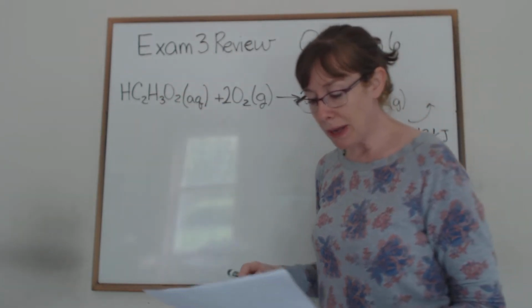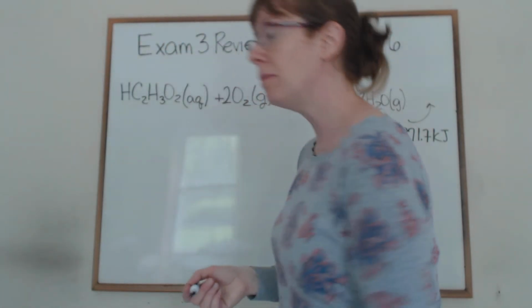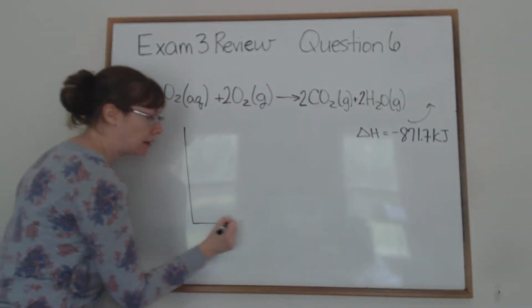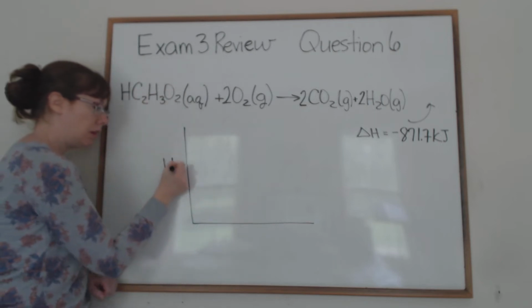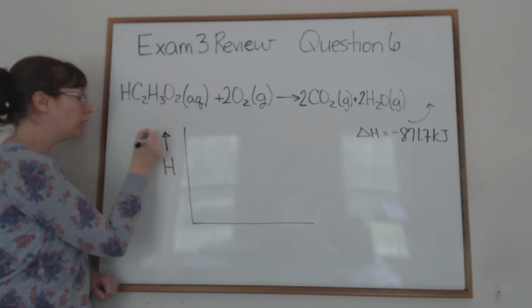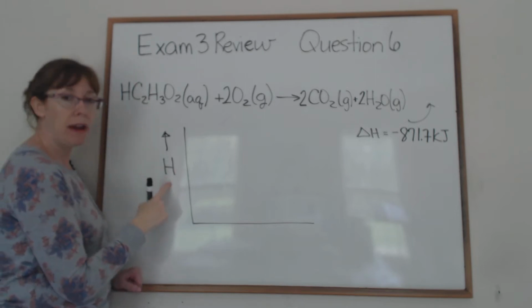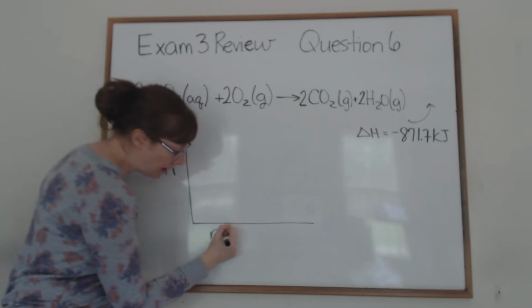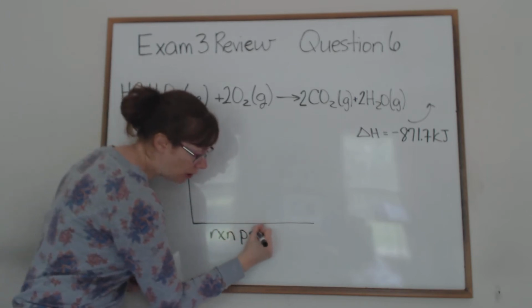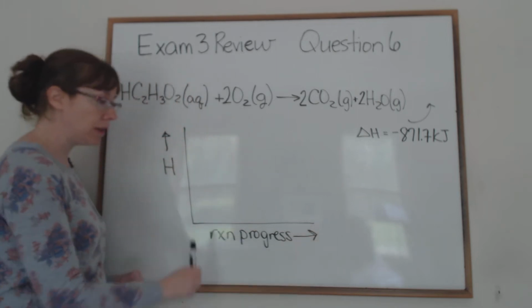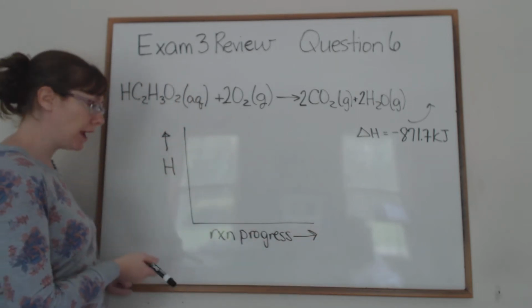Now, draw an enthalpy diagram for the reaction. Enthalpy is capital H. So an enthalpy diagram will look like this. H on the y-axis. Sometimes I've taught you energy diagrams as well, but an enthalpy diagram would be H, not E. And on the bottom, it's always the same, reaction progress. At least that's the wording that I prefer. Some people like reaction coordinate, but I use reaction progress.